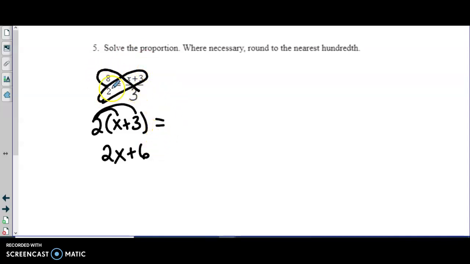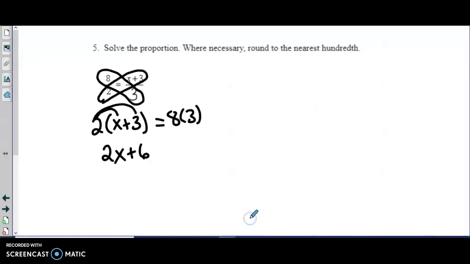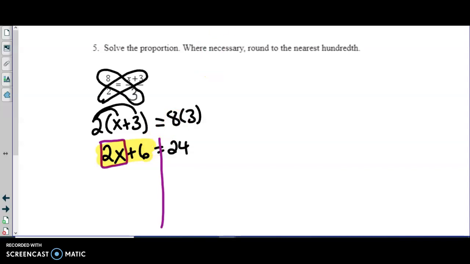And then that's going to equal 8 times 3 and 8 times 3. Some of you have this memorized, but if you don't, we type it in. 8 times 3 is 24. Now I am solving an equation for x. I'm trying to get the x by itself. So remember, you look on the side that has x and you ask yourself, what do you need to get rid of? And in this case, you need to get rid of 6. The opposite of plus 6 is minus 6. So we're going to subtract 6 from each side. 6 minus 6 is 0. That cancels. We'll bring the 2x straight down. And 24 minus 6 is 18.